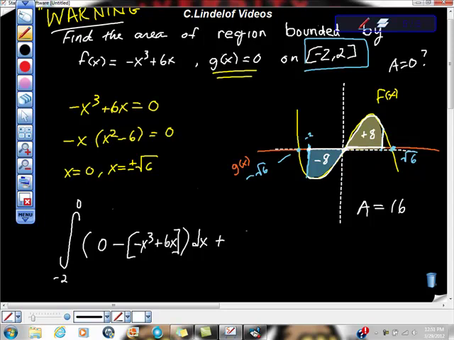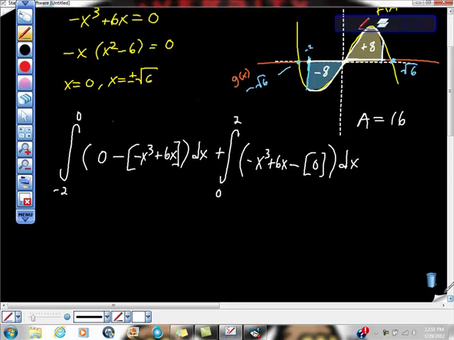So I'm going to say that from 0 to 2, what we really have is negative x cubed plus 6x minus the other function, and the other function was 0, dx. From here, we can start simplifying, and it gets really good.